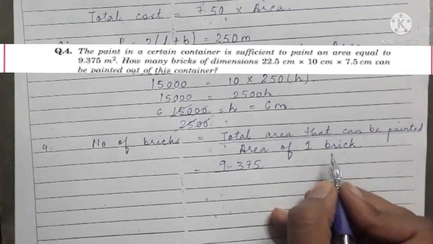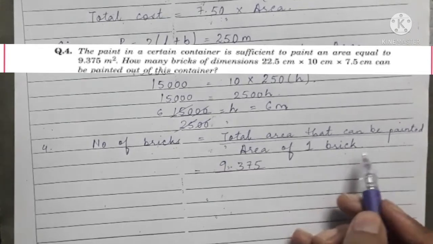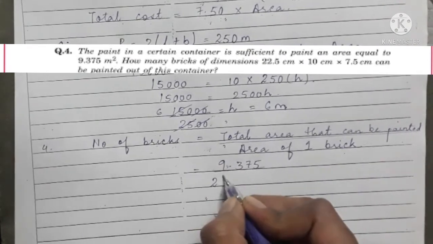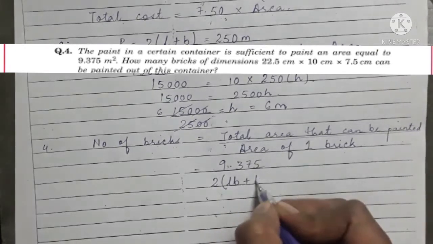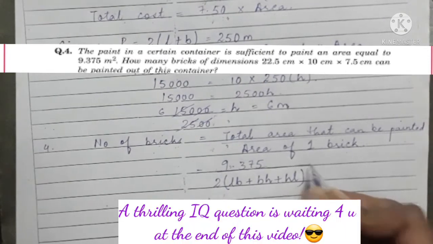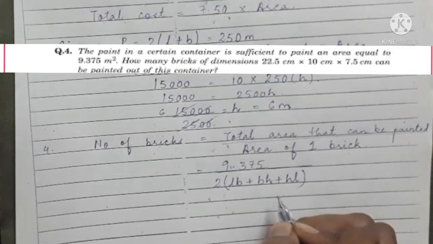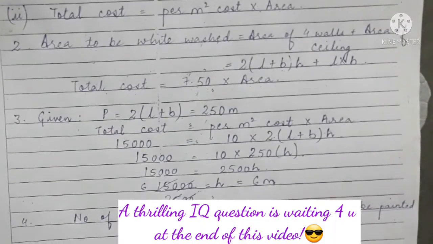Now the brick is of the shape of a cuboid, obviously. So we will use the total surface area of the brick. So the total surface area of a cuboid is given by 2(LB plus BH plus HL). So put the values of length, breadth and height in this formula and you will get the answer. So the next 4 questions we'll be solving in the next video.